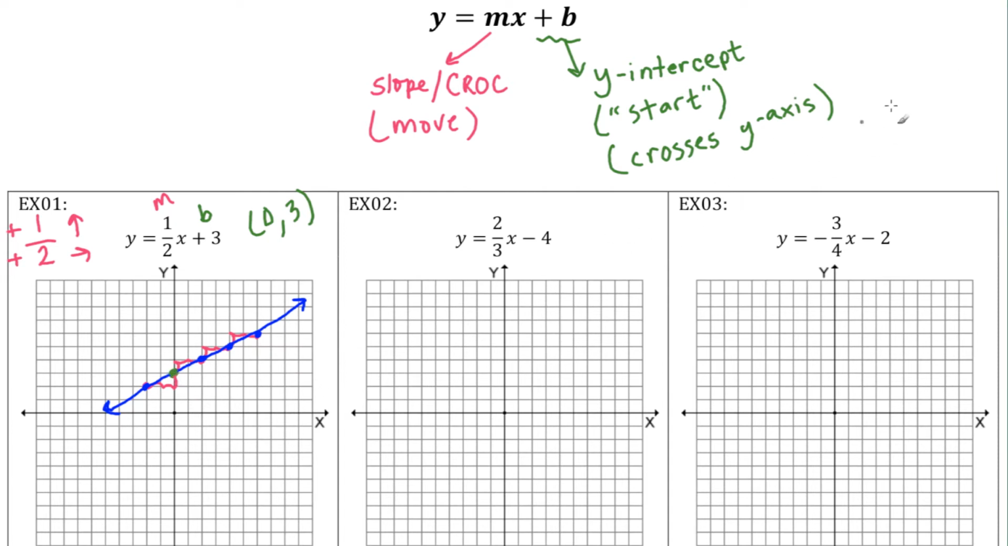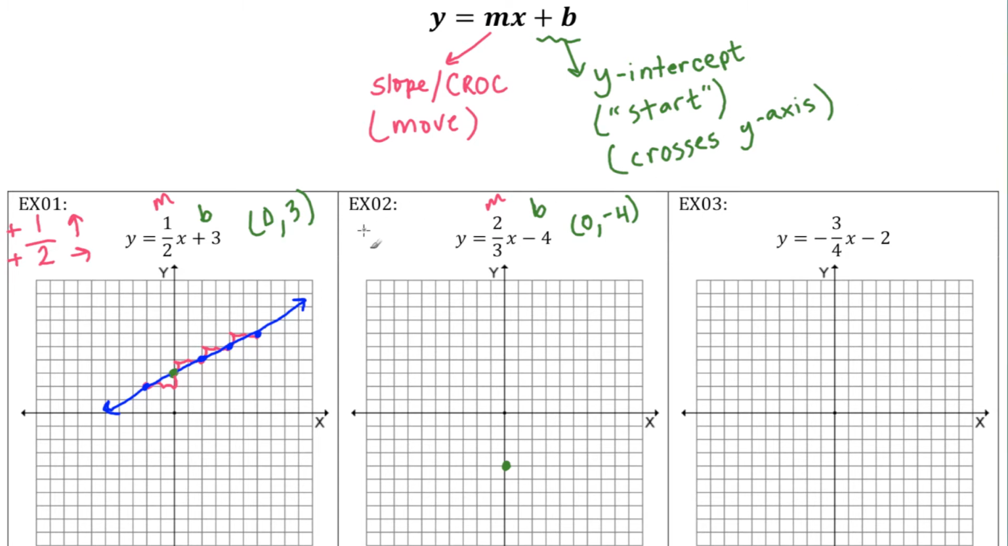All right, let's do it again. So once again, we know that this 2/3 is the m, and this -4 is the b. So the b is a -4. So instead of being 0, +4, it's going to be 0, -4. So we go to our y-axis. We go 1, 2, 3, 4 down. And that is our y-intercept.